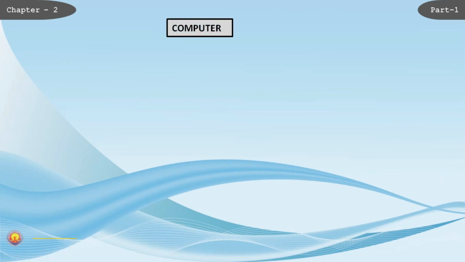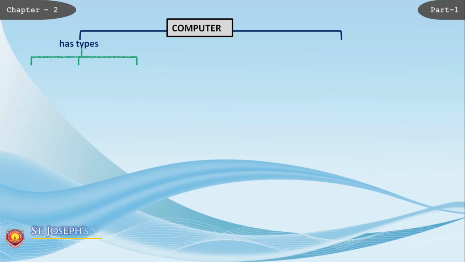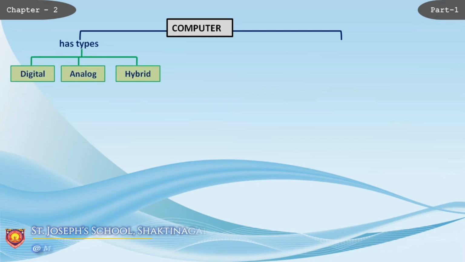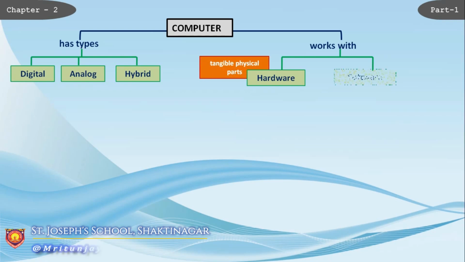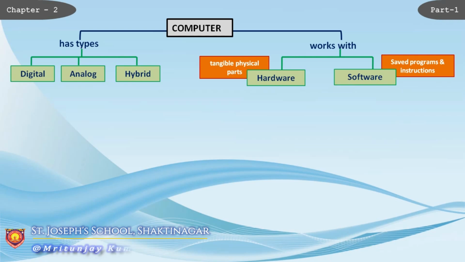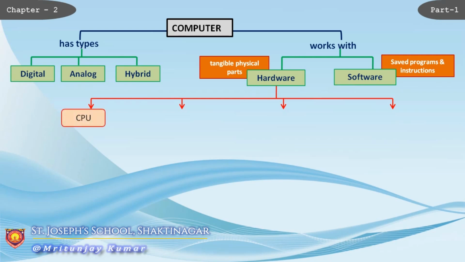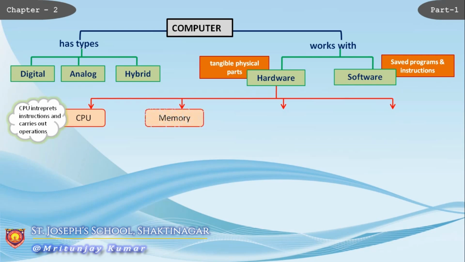As we know, a computer has types: digital, analog and hybrid. And we also know the computer works with the hardware, that is the tangible physical parts, and the software, that is saved programs and the instructions. Hardware is categorized into 4 categories. First is the CPU. The CPU interprets the instructions and carries out operations.